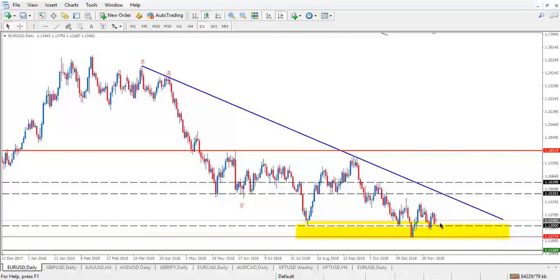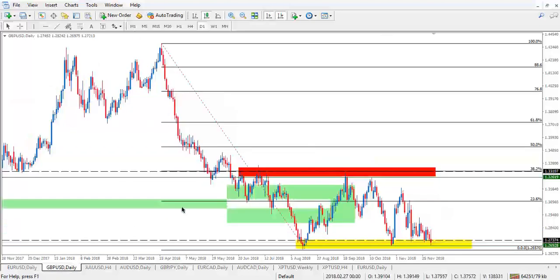So we have two scenarios. As a matter of fact, if the pair goes down between 1.13 and 1.1217 and shows some bullish evidence, then we can go long. The second scenario is when the price goes to the downtrend line and shows some bearish evidence, then we can go short targeting the level of 1.1217.